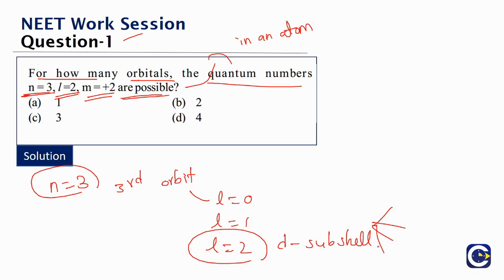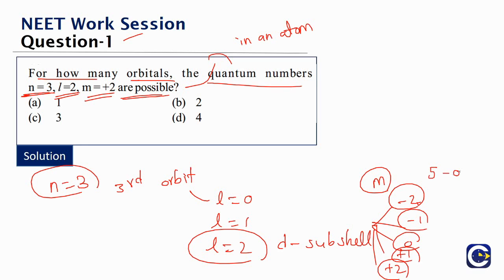For l equal to 2, what are the possible values of m? m can be minus 2, minus 1, 0, plus 1, plus 2. These are the possible values for the magnetic quantum number. Each of these magnetic quantum numbers represents an orbital, because how many orbitals are there in a d subshell? We will be having 5 orbitals, isn't it?